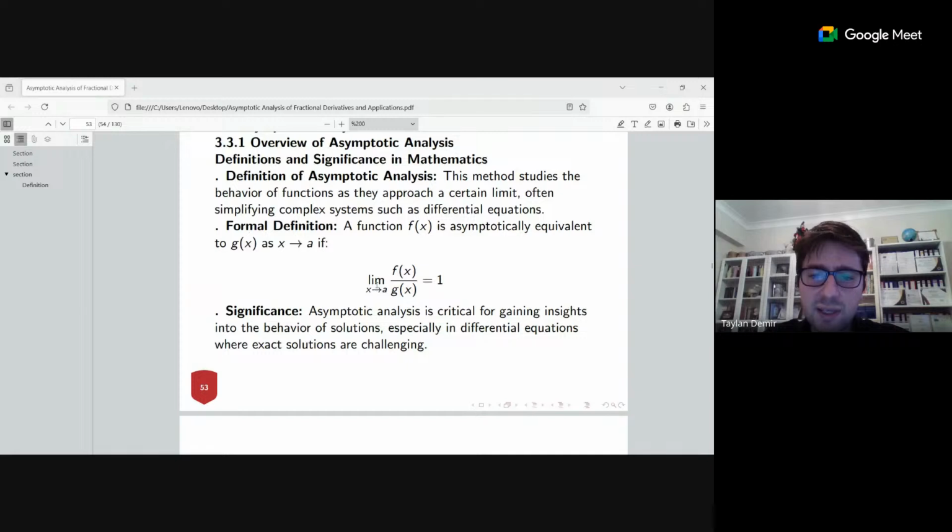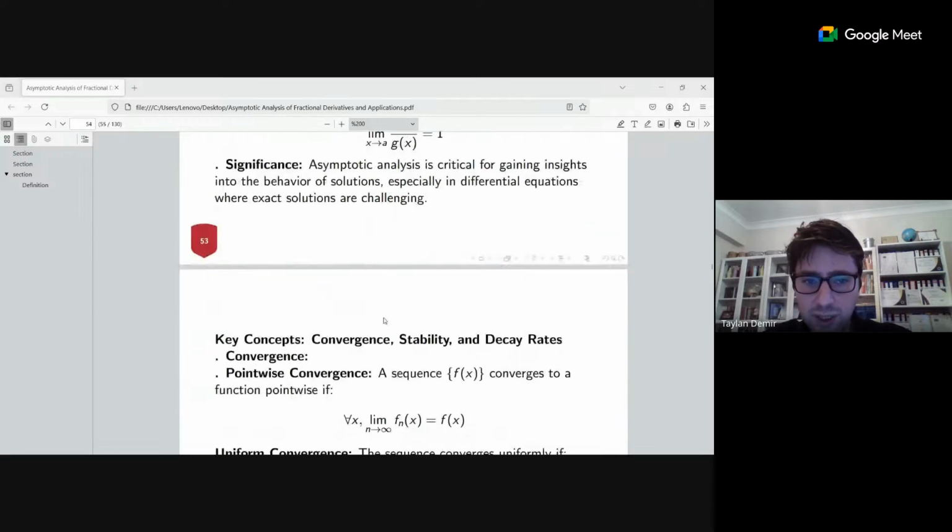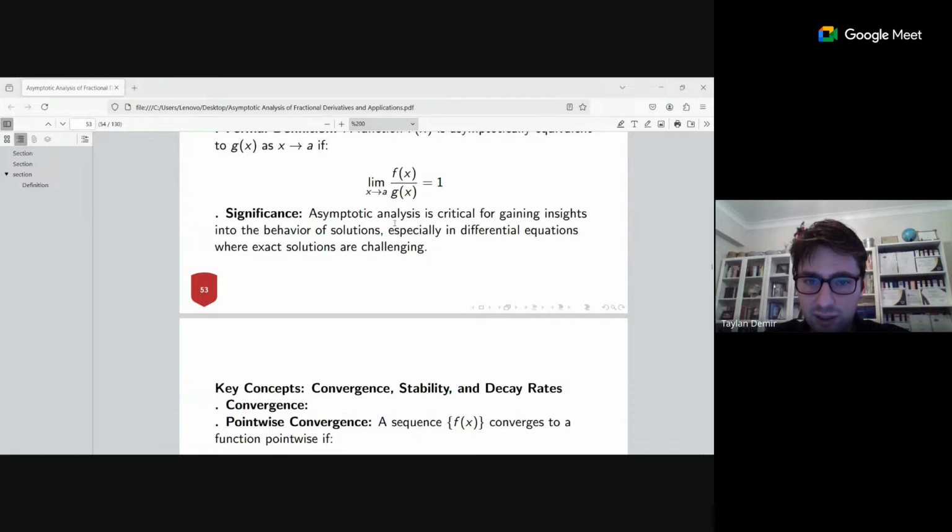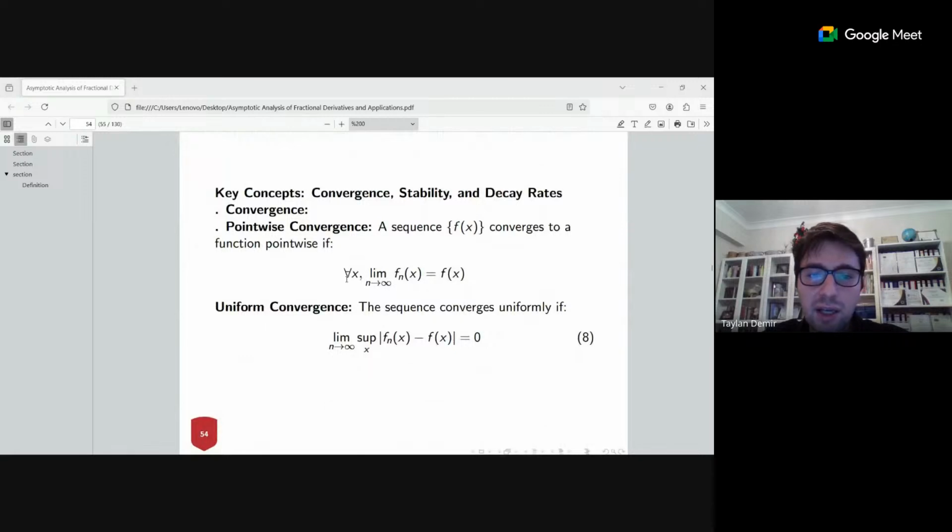This is the formal definition. When x approaches a, f divided by g gives us 1. Then f is asymptotically equivalent to g of x. Its significance: asymptotic analysis is critical for gaining insights into the behavior of solutions, especially in differential equations where exact solutions are challenging. And there are other key concepts from this chapter, for example, convergence, stability, and decay rates.